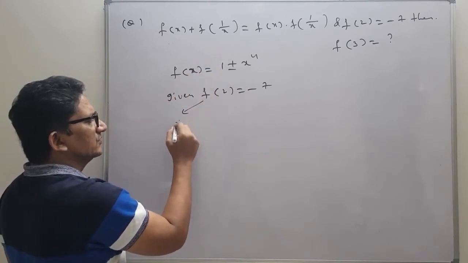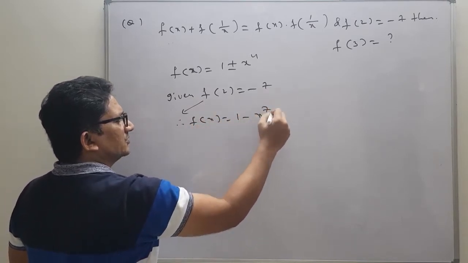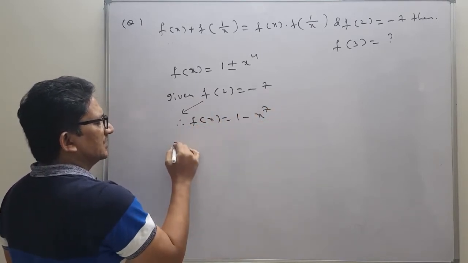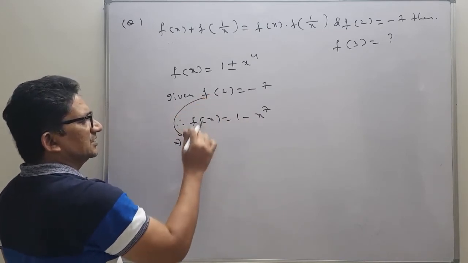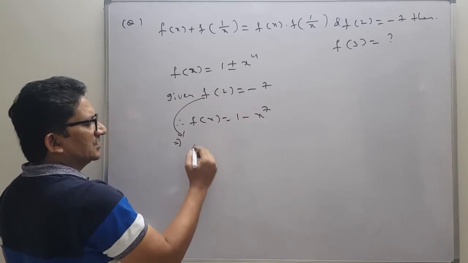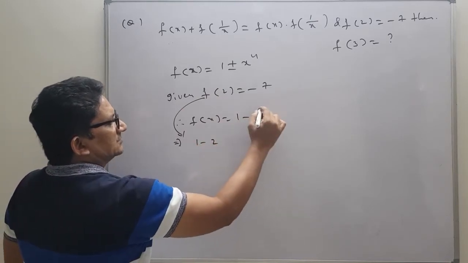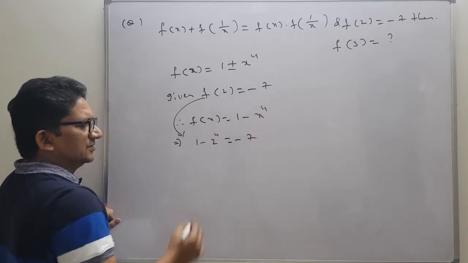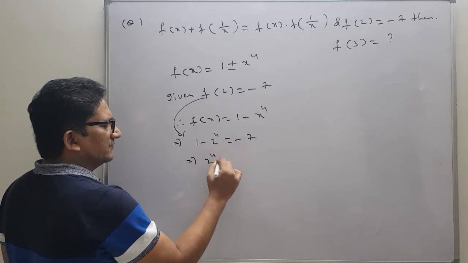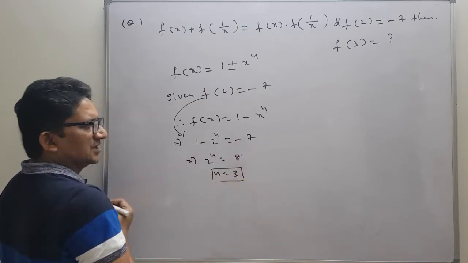Therefore f of x is equal to 1 minus x to the power of n. So if you come back to this part, f of 2 means 1 minus 2 to the power of n equals minus 7. That implies 2 to the power of n equals 8 and n equals 3. So we got the value of n.